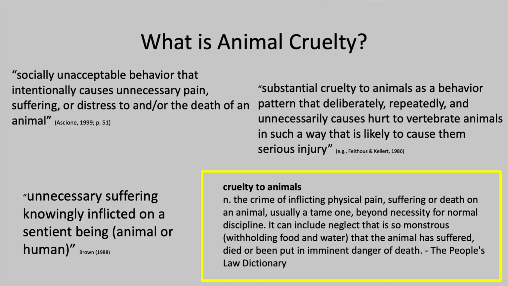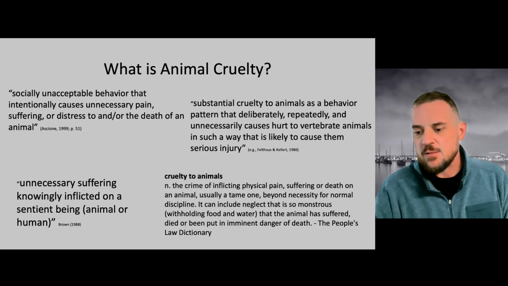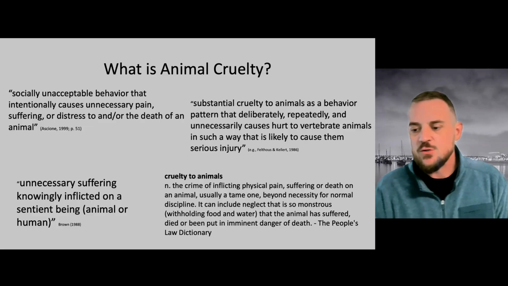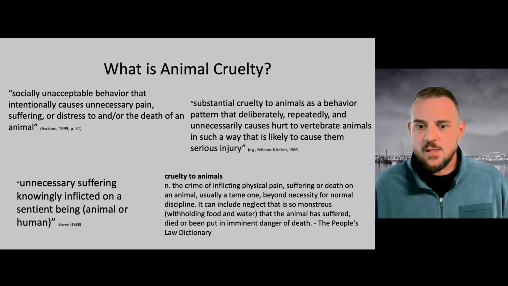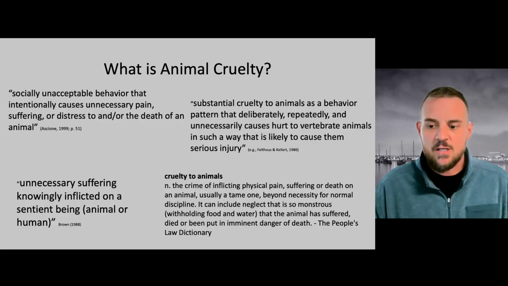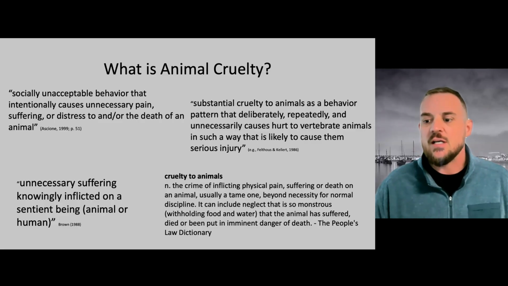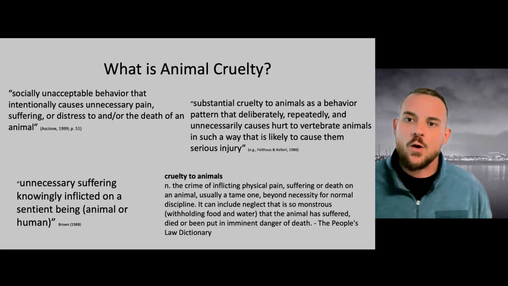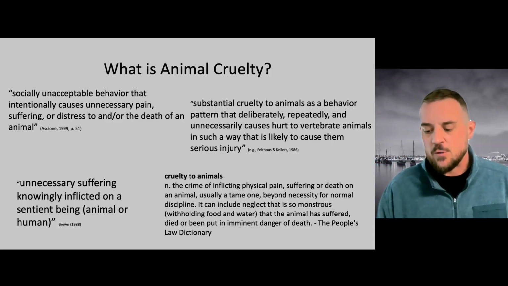Okay, so with this one, one of the things that really jumps out to me and that I struggle with is that it says usually a tame one, because animal cruelty can occur to all animals. You can be cruel to wild animals. You can be cruel to feral cats, if you will. An animal does not have to be tame in order to be considered eligible, if you will, to be a victim of animal cruelty.